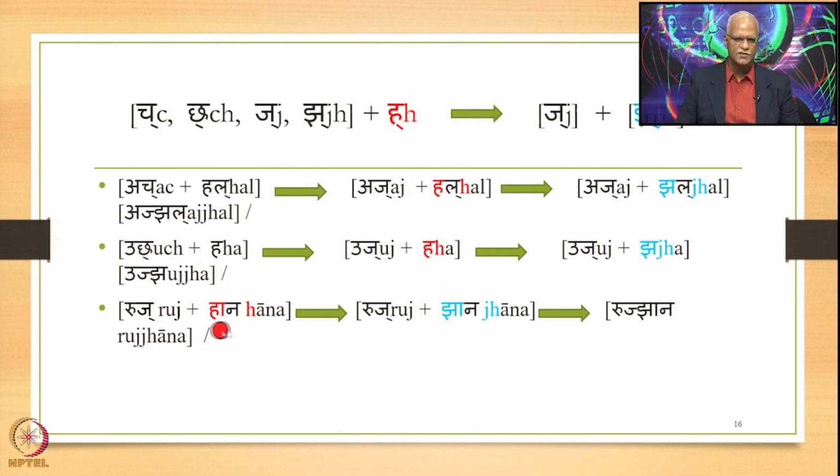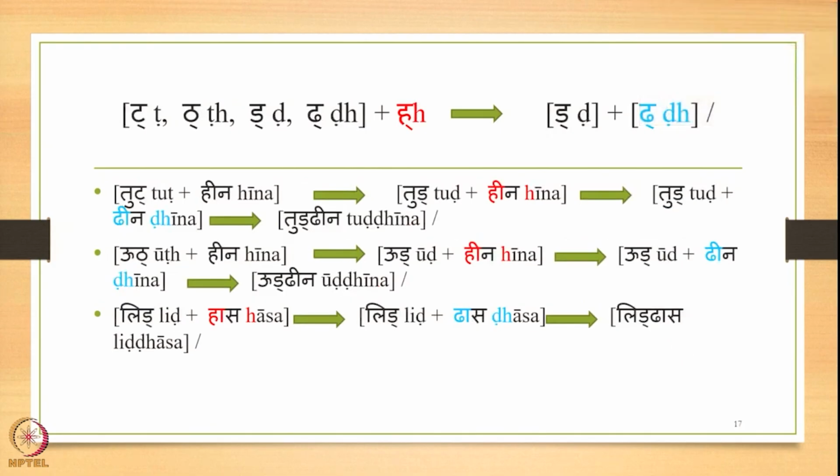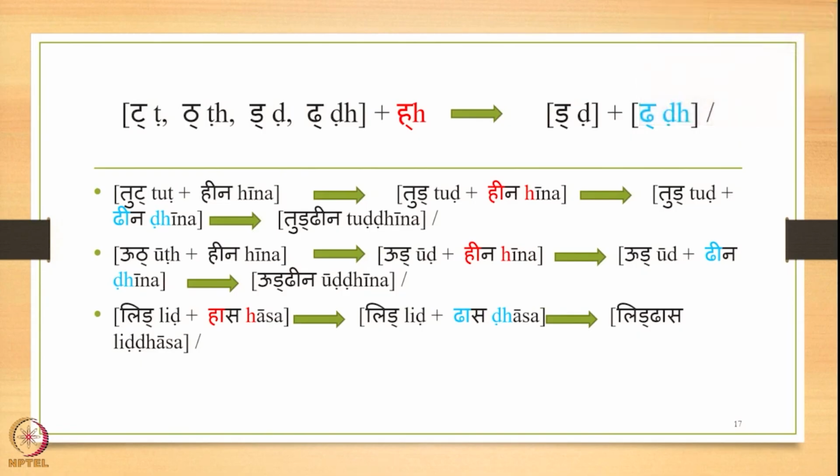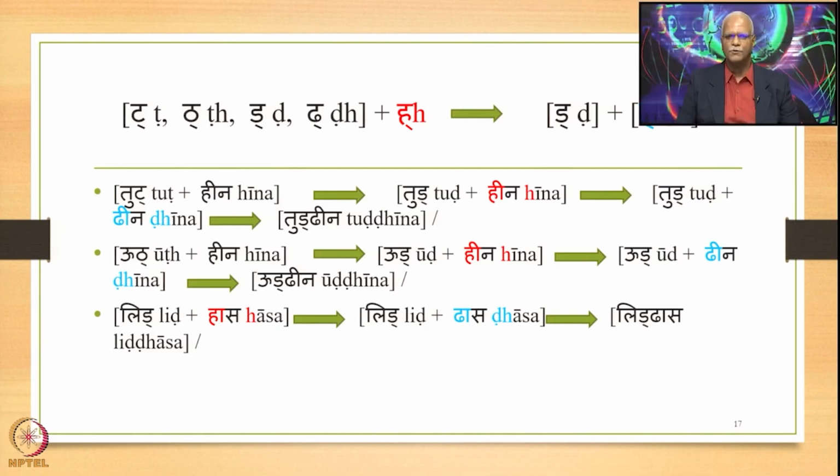Similarly, when we have Ruj plus Hana, J is followed by H, so this H will be substituted by the Purva Savarna Ruj plus Jhana. Finally, Rujjhana. Then we have Ta, Tha, Da, Dha plus H as the input, and the sutra Jhayohonyatarasyam applies, and the output generated is D plus Dh. This is the optionally generated output, which means that as the other option, the output would be D plus H.